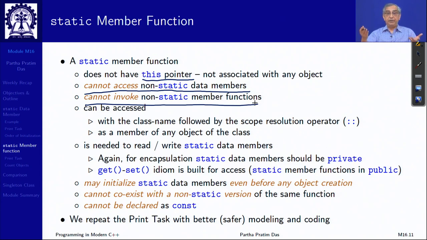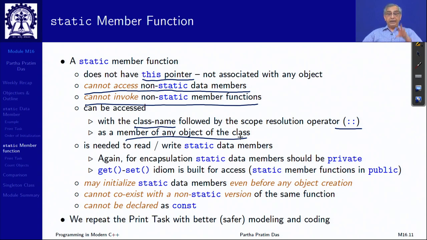The non-static data member or the non-static member function is specific to an object instance, but a static member function has no this pointer. So, it cannot. It is just like a global function, only difference being that it is in the class scope, it is qualified by the class name. So, it can be accessed with the class name, with the :: operator, or with any member of the class, exactly the same way you could refer to a static data member, you can also invoke a static member function, right.